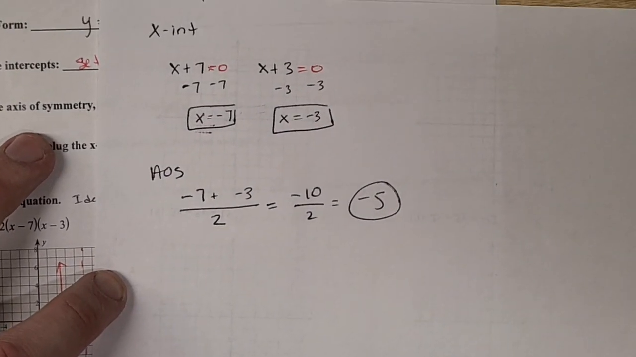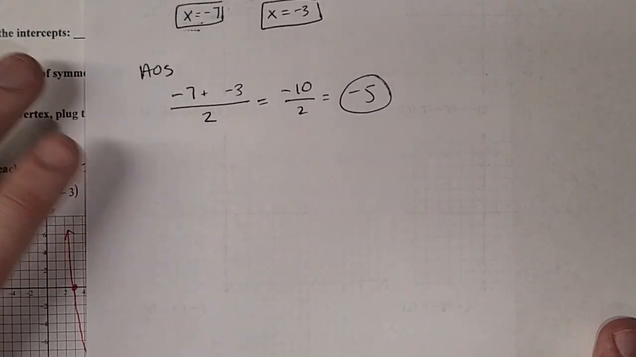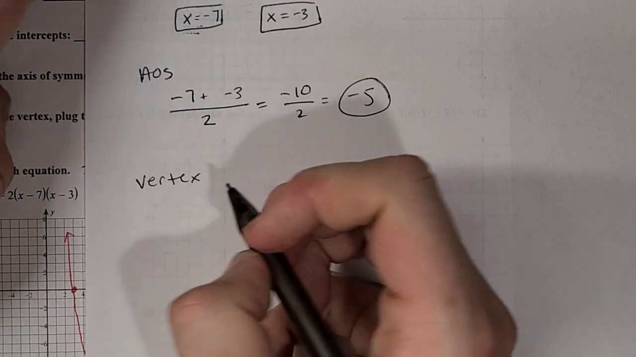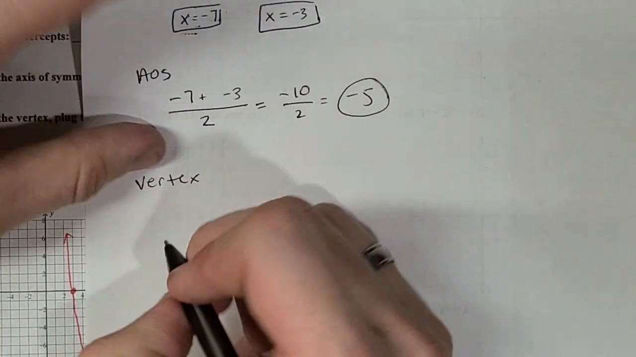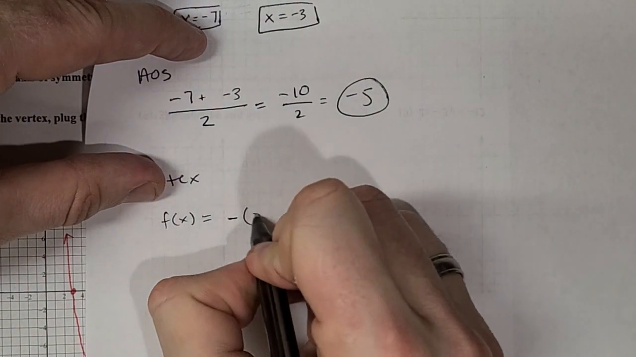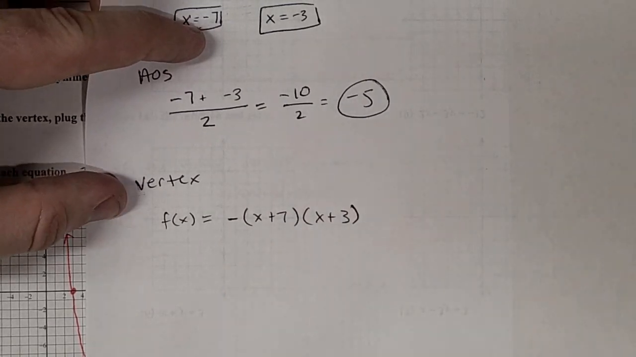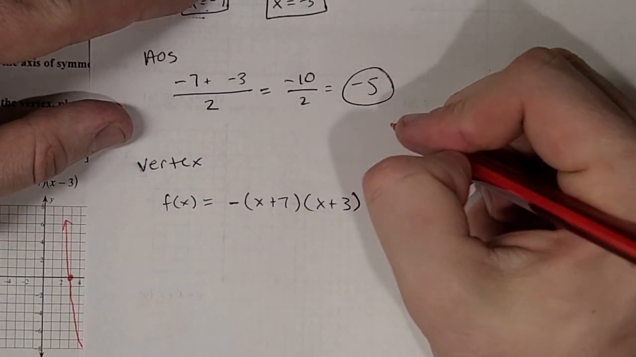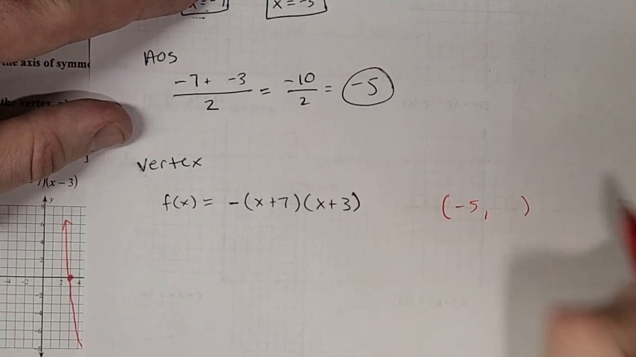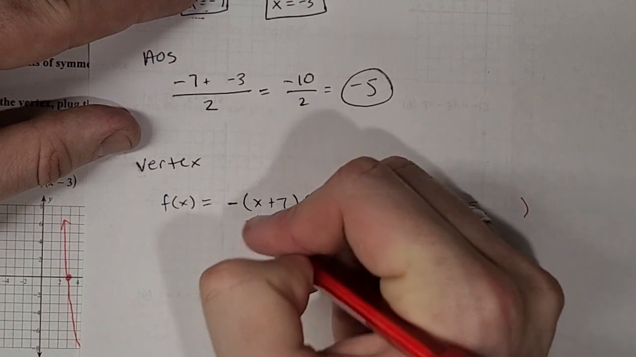And then lastly here, we wanted our vertex. Now, for the vertex, I need my equation, f of x equals a negative x plus 7 times x plus 3. And remember, if I want to find the vertex, I already have the x portion. So I'll just write this off to the side. Negative 5 is my x portion, and I just need to take that and plug it in these two spots.